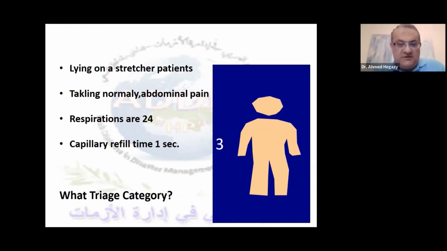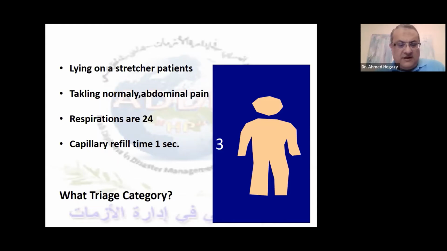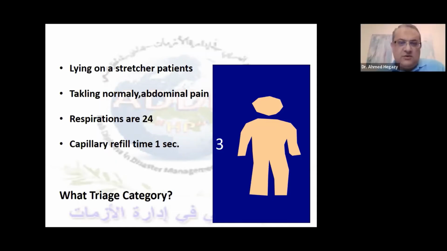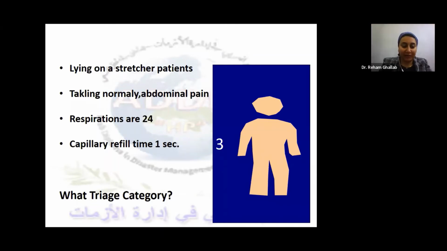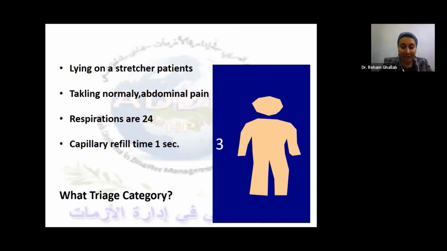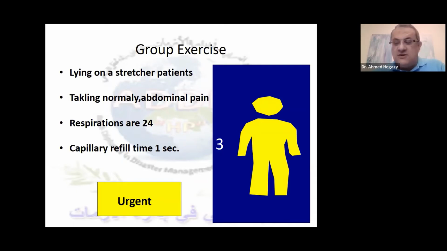Okay, I believe it's priority 2. Why? Patient lying on a stretcher, not walking. So we have priority 1 or 2. But respiratory rate between 10 and 29, which is good. And the capillary fill time is under 2, which is good. So priority 2, as you answered. Thank you, Dr. Ahmed.